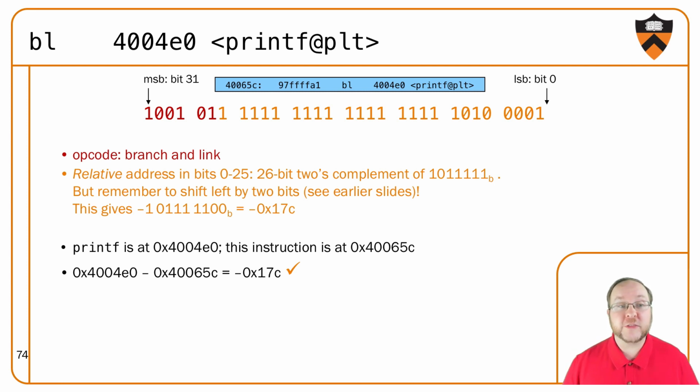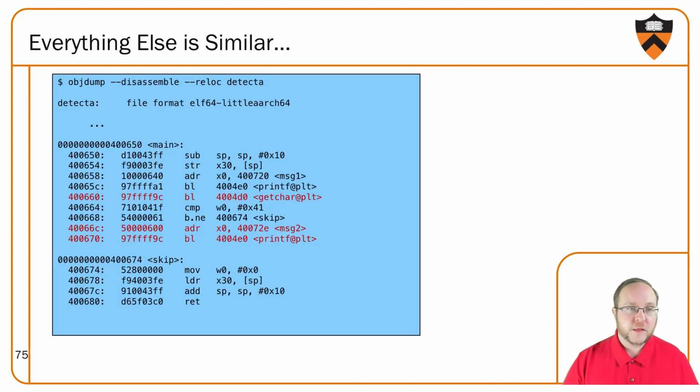So this is indeed what the subtraction 40065C minus 4004E0 would give us: a 17C bytes difference. The rest of the instructions are more of the same. We no longer have offsets, we have addresses, and we no longer have placeholder data and relocation records. We have fully fledged, ready-to-run instructions.